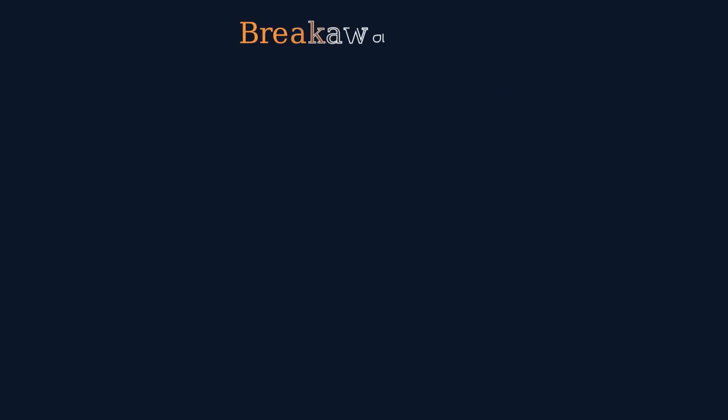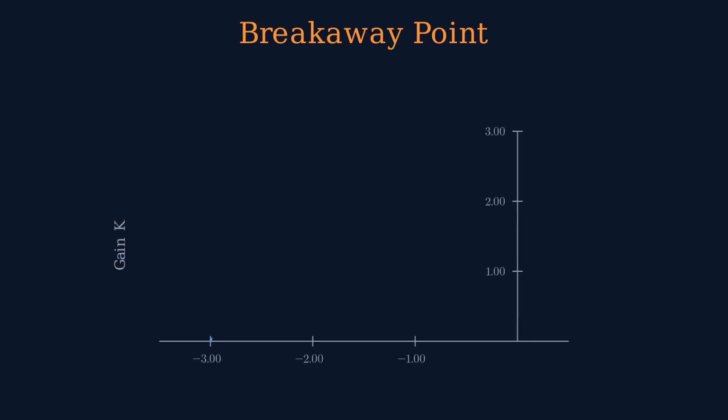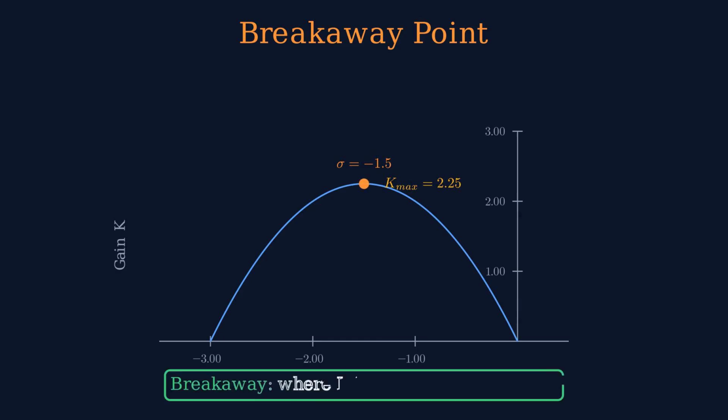The breakaway point is where two branches leave the real axis and become complex conjugate. It occurs where the gain k is at a local maximum on the real axis segment. For our example, we can find it by setting the derivative of k with respect to s equal to 0. The branches break away at s equals negative 1.5, then travel vertically upward and downward along the asymptotes.